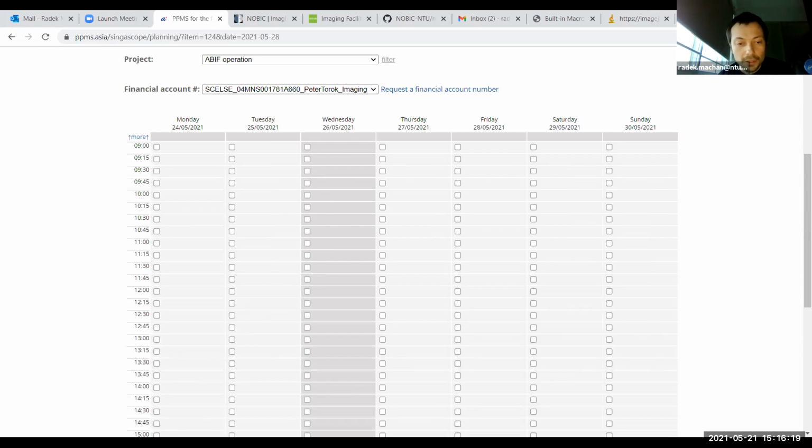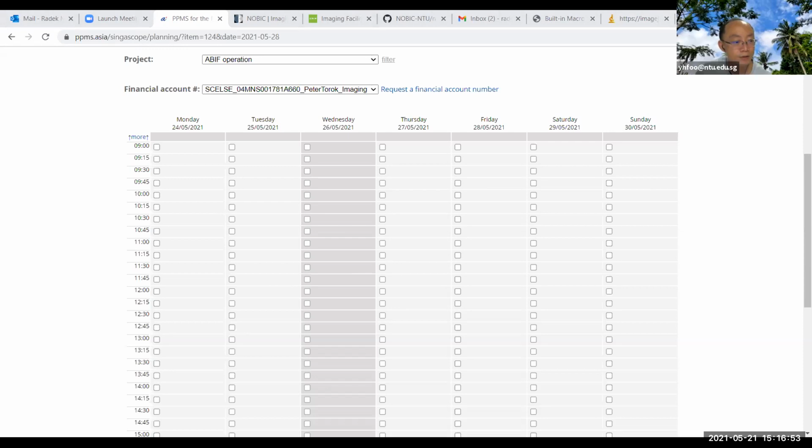To illustrate this better, I have created a slide. So this represents the calendar, the sessions, and we have two users. One user is shown in blue, the other user is shown in green color.